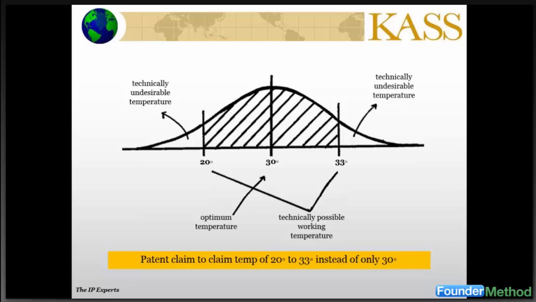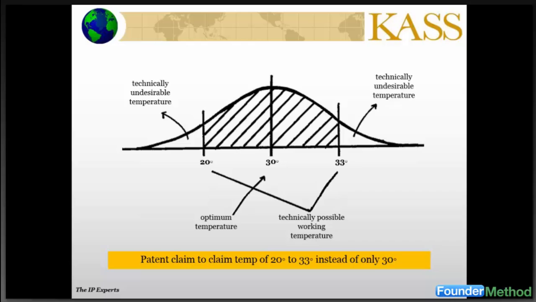So if in your research you work at 30 and show results for 30, but in your claim you want to put 20 to 33, because you don't want anybody to operate at 32. If someone operates at 32 degrees centigrade, and your claim only talks about 30 degrees centigrade, then literally he's not infringing a patent because he's operating at a different temperature. But if you claim a range from 20 to 33, any temperature within that range would be infringing your claims. So that's the reason why you need a broad range.